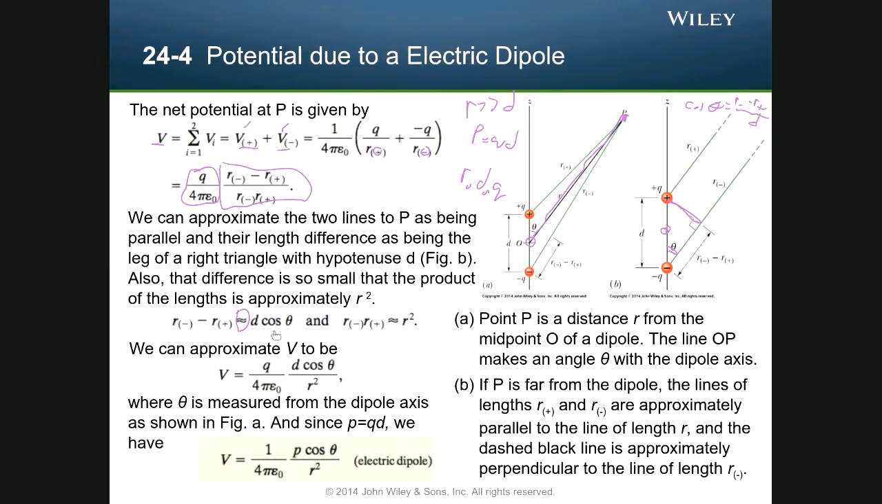However, the nice thing is that if r is huge and very big, that means that R plus and R minus, the difference between them, is fairly small. It's only this little tiny bit here.